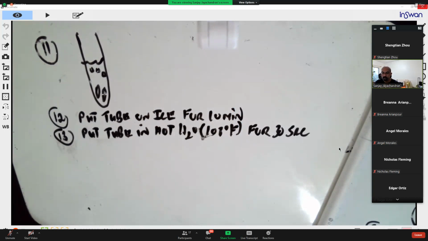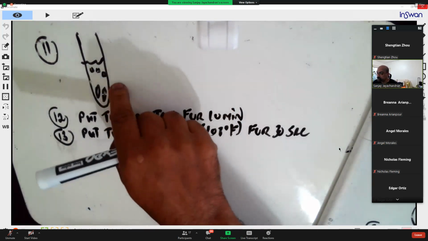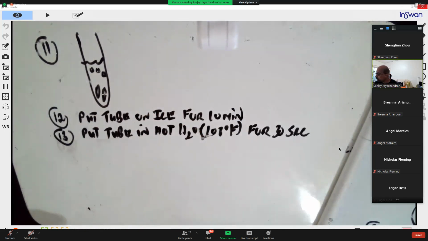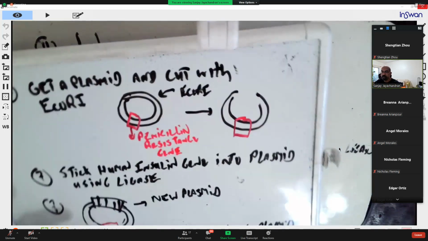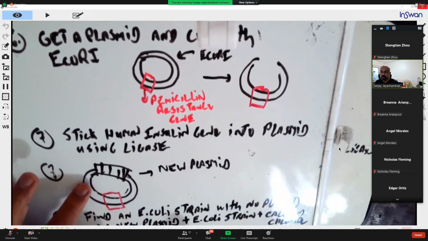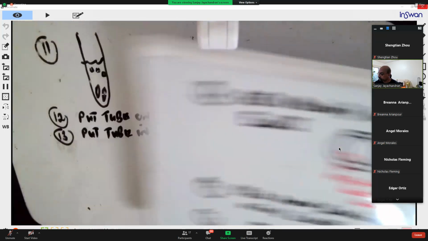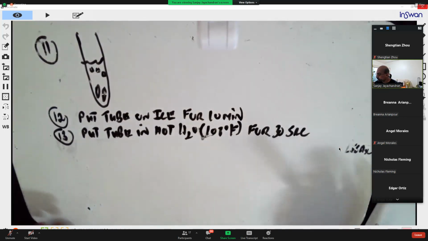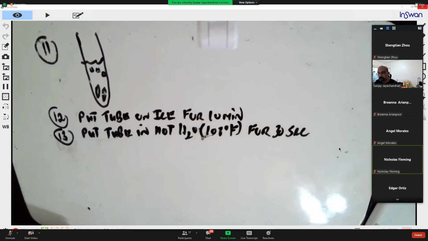And does that make sense? It's like a shock treatment. Because I want the bacteria, which didn't have any plasmid before, to take in my new plasmid. Is that clear? Yes or no? Yes. Okay, that's not 100%. So how do I separate the guys that picked up my plasmid into their body versus the guys that didn't?